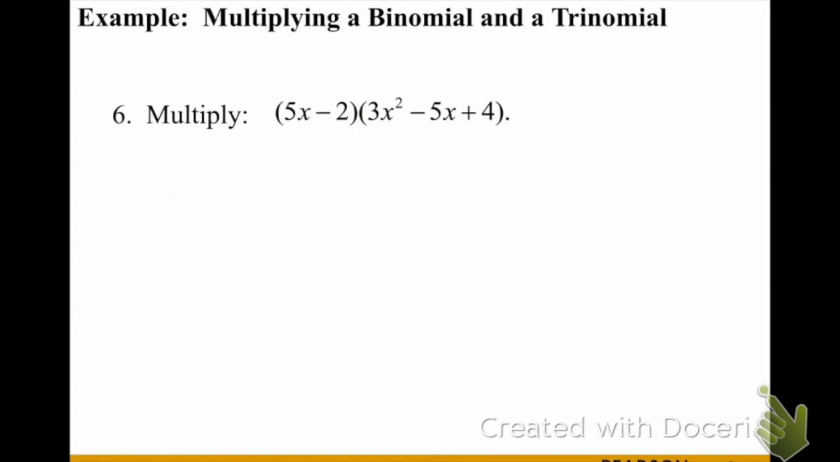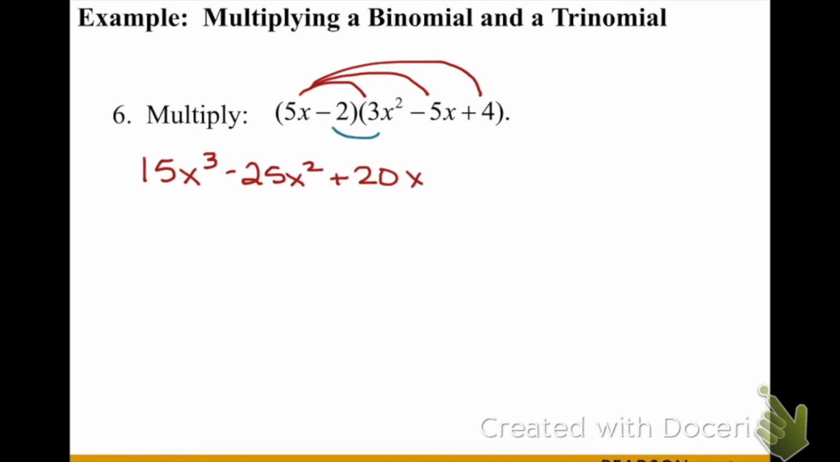When multiplying polynomials, we can really think of this as distributing every term in the first polynomial to every term in the second polynomial. So it's kind of just like multiple distribution. For example, we're going to take that 5x times everything in that second polynomial, giving us 15x cubed minus 25x squared plus 20x. And then we're going to distribute that -2 to every term in the second polynomial, giving us a -6x squared plus 10x minus 8.